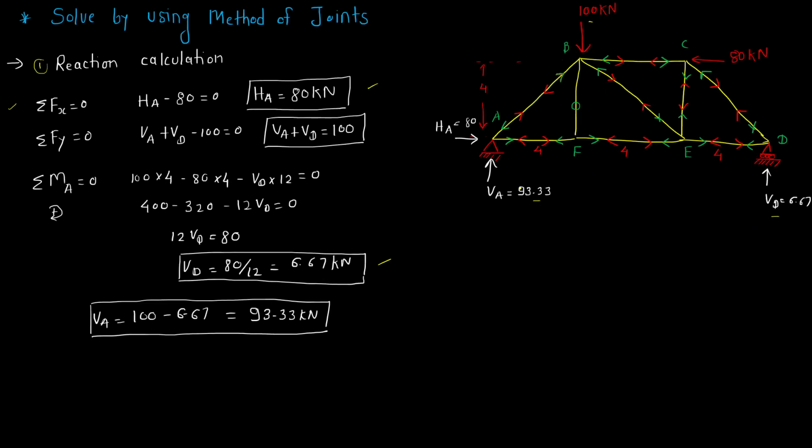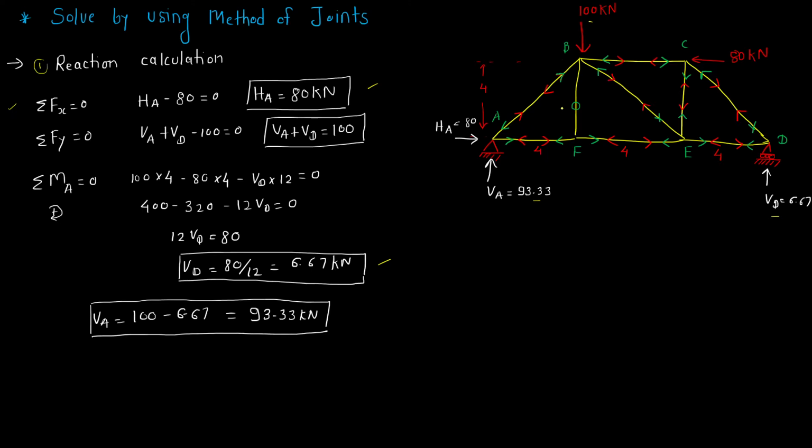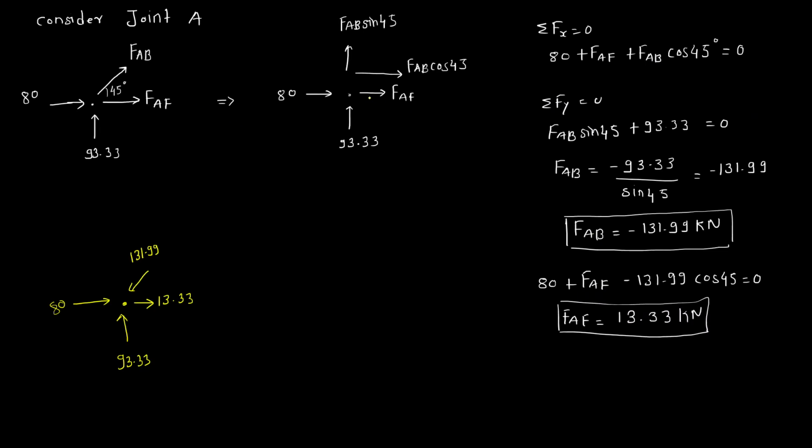Now considering the method of joints, that means first we will consider joint A and find out the forces in AB and AF. So considering joint A, these are all the forces, and here the angle you can find out by using tan theta. So let's say this is theta 1. So tan theta 1 is equal to opposite side by adjacent side, and both are 4. If tan theta is 1, that means theta is 45 degrees. Okay, so now this is 45 degrees.